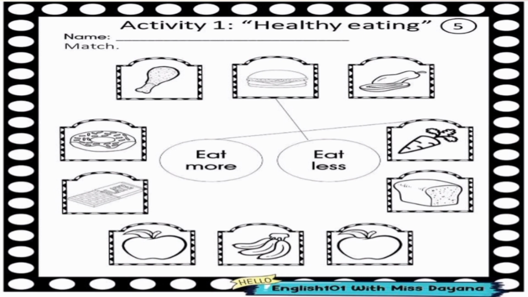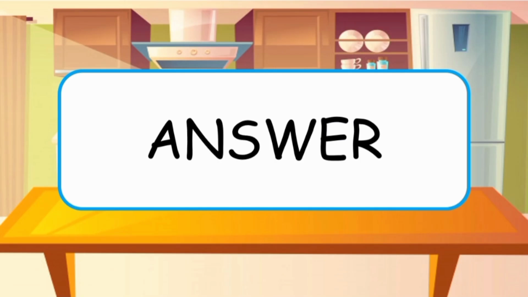Contoh, lobak, kamu perlu banyak makan lobak. Jadi, padankan gambar lobak dan kategori eat more, banyakkan makan. Manakala untuk burger, kamu kena kurangkan makan. Jadi, kamu kena padankan gambar burger dengan kategori eat less, kurangkan makan. You can pause this video to complete this task. Kamu boleh berhentikan video ini untuk menyiapkan tugasan ini. Good luck, selamat menjawab.